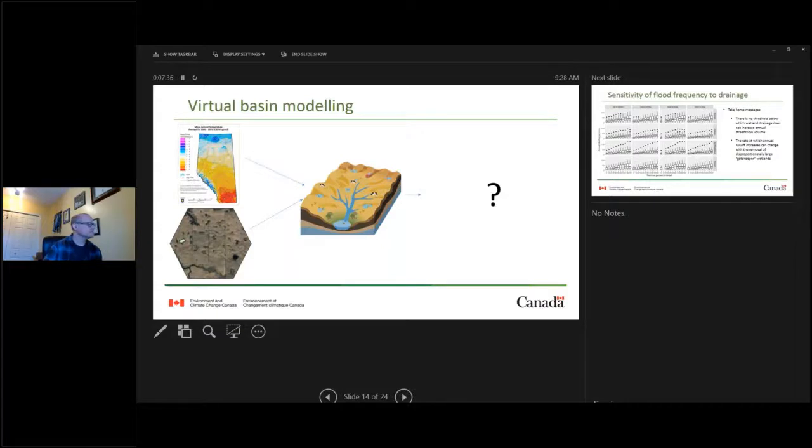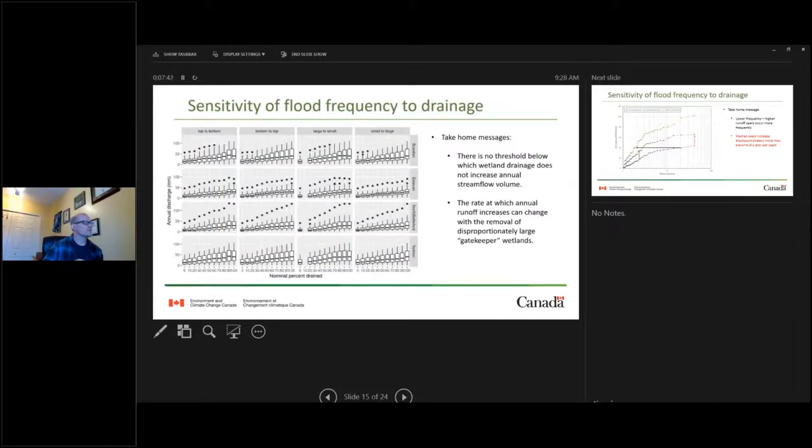So in order to find out what would happen with this, we took that virtual basin model, over that pothole till landscape, which is more or less aligned with the prairie pothole region, and we forced that with 4 different climates, from Brandon, Estevan, West Battleford, Yorkton.